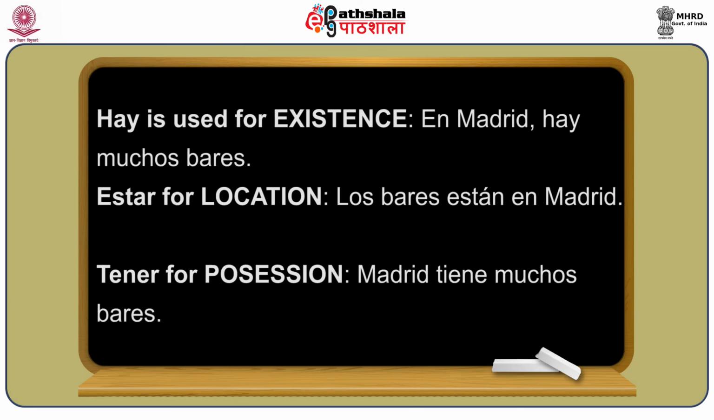Now in short, hay is used for existence. Like for example, en Madrid hay muchos bares, meaning in Madrid there are many bars. Estar is used for location, meaning for example, los bares están en Madrid, meaning the bars are in Madrid. And tener is used for possession. For example, Madrid tiene muchos bares, meaning Madrid has many bars.